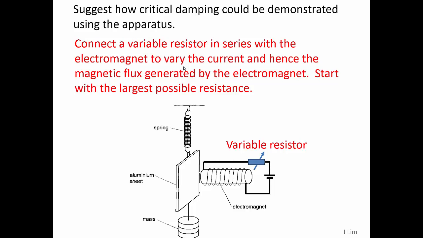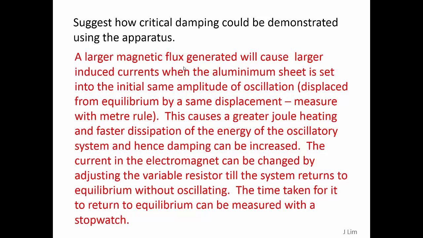Connect a variable resistor in series with the electromagnet to vary the current and hence the magnetic flux generated by the electromagnet. Start with the largest possible resistance. A larger magnetic flux generated will cause larger induced currents when the aluminum sheet is set into oscillation with the same initial amplitude. Displaced from equilibrium by the same displacement, which can be measured using a meter rule.